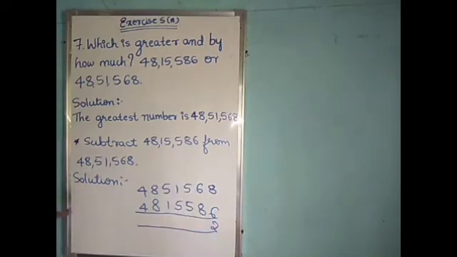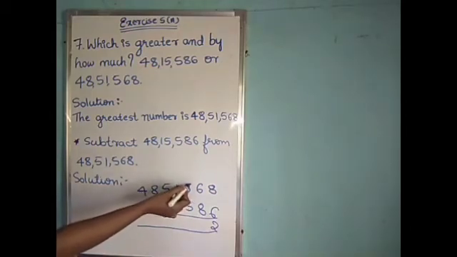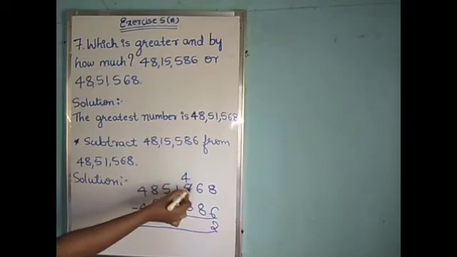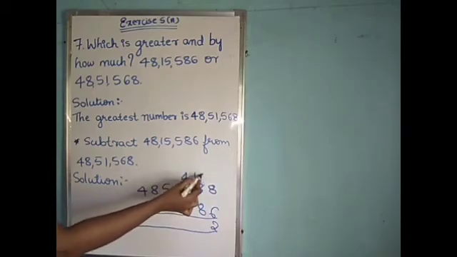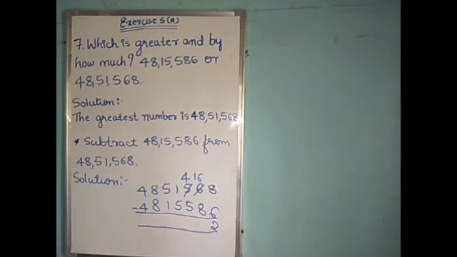6 minus 8 is possible to subtract? No. What we have to do? We have to borrow from next number. Here next number is 5. If you borrow from 5, then 5 becomes 4 and here 6 becomes 16. 16 minus 8 is how much? 16 minus 8 is 8.